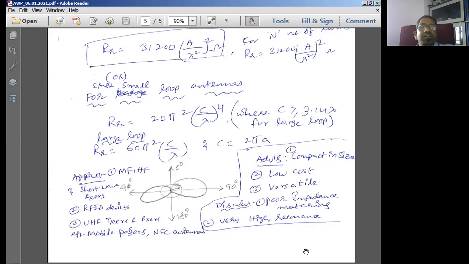And finally, the applications where we normally use loop antennas. We normally use these loop antennas for medium frequencies, high frequencies, and short wave receivers. We also use them in RFID devices, radio frequency RFID tag devices. Then we normally use these antennas in UHF transmitters and receivers.